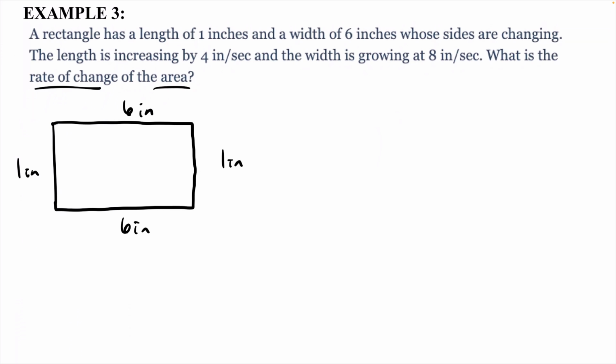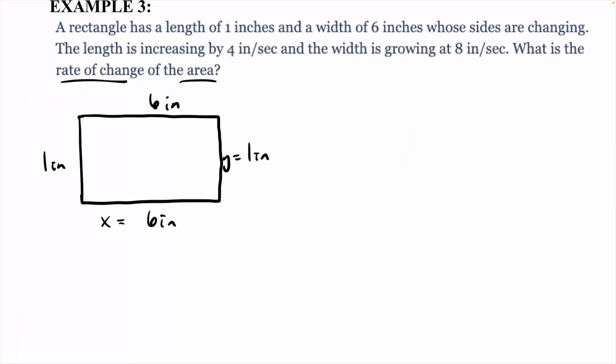For every horizontal side on a shape, I'm going to call it x, because x is horizontal. So I'm going to say this is x and this is y. Every vertical side, I'm going to use a y. Do you have to? No, but it's going to make your life easier later. So just trust me on this one.